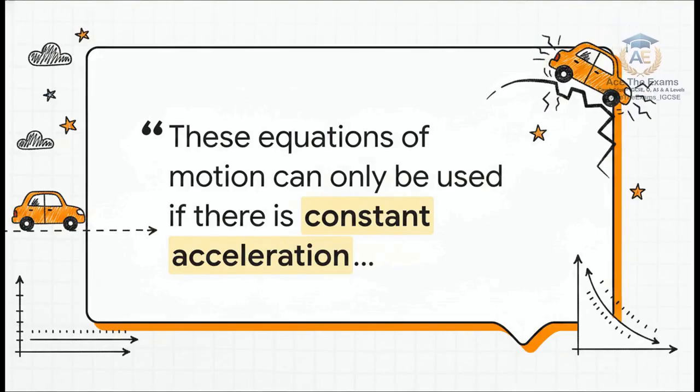You can only deploy these specific equations if the acceleration or deceleration remains absolutely constant for that specific part of the journey. If the acceleration is changing, like a car braking harder and harder as it approaches a stoplight, or air resistance increasing as an object speeds up, you cannot use these equations for the whole trip. In those cases, you'd have to break the journey up into smaller segments where acceleration is constant, or use completely different methods.